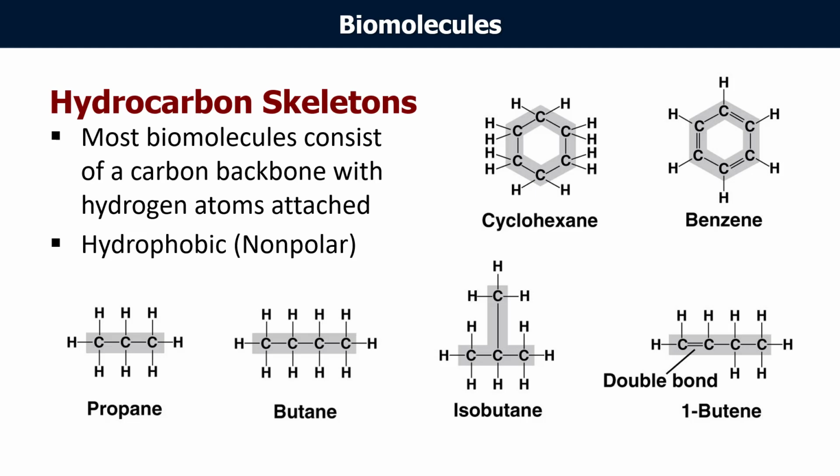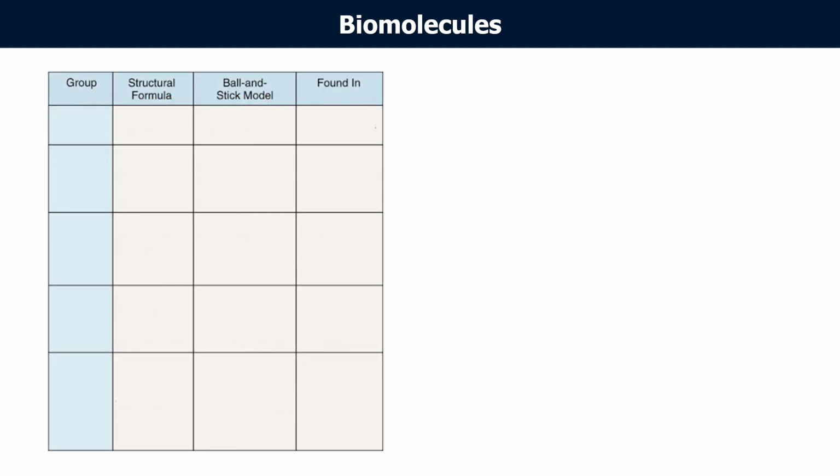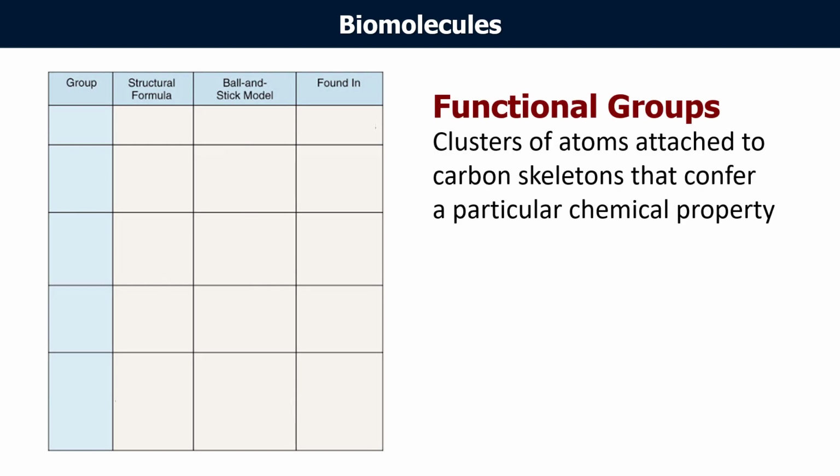Life is so complex that it needs the ability to perform a lot of chemical tasks, and that requires chemicals with a lot of different properties, not just hydrophobic molecules. So how can we take these hydrocarbon skeletons and make them have additional chemical properties? Well, what we do is we add what are called functional groups. So functional groups are clusters of atoms attached to carbon skeletons that confer a particular chemical property. So it's a little group of atoms that come together as a unit, and you pop it onto the hydrocarbon skeleton, and this little cluster, this little unit, brings with it a new chemical feature.